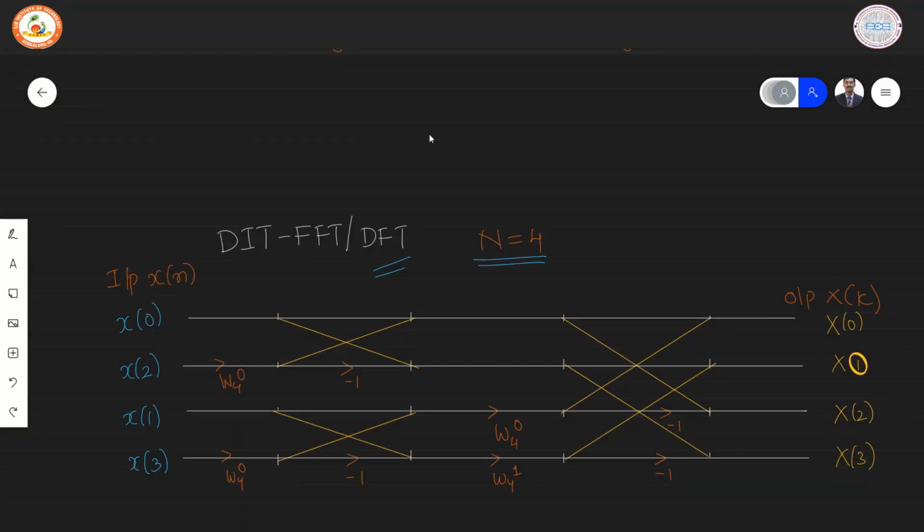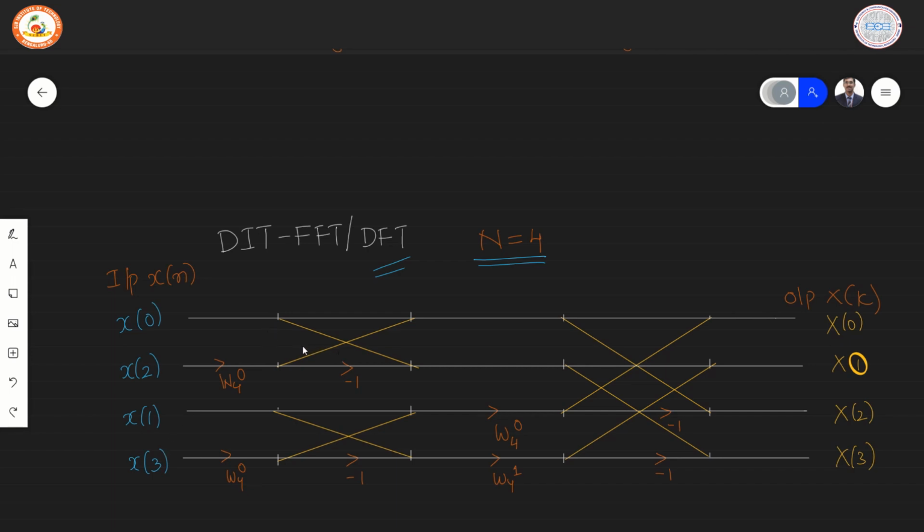Having discussed the DIT and DIF structures for the order 8, now let us consider the order which is 4. For n is equal to 4, a DIT structure for computation of DFT will look something like this. The number of inputs and outputs will be 4 in number, and as in the case of the DIT structure for n is equal to 8, the inputs are applied in a bit reversed index fashion. So you can see the index x of 0, next comes x of 2, next comes x of 1, and then we have x of 3.